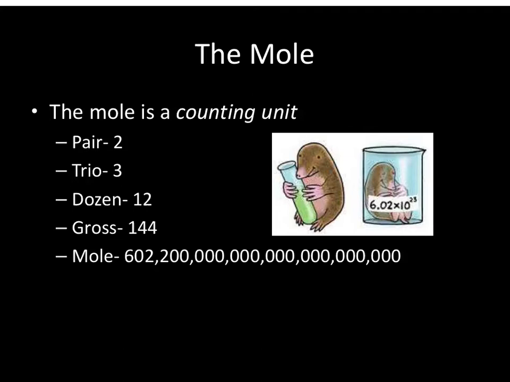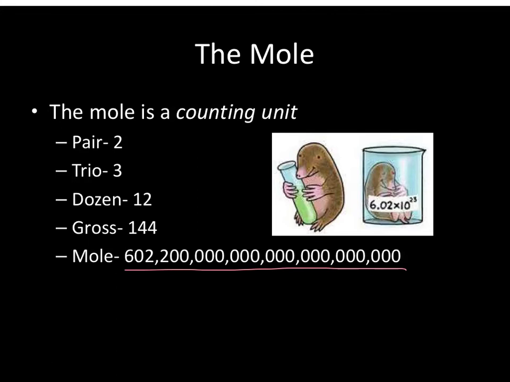So if I were to tell you I've got a pair of shoes, you would know, hey, he's got 2 shoes. If I were to say I've got a dozen cars, you would say, hey, that guy's got 12 cars. And if I were to say I have a mole of something, you would realize, hey, he's got this many of whatever it is. And that would be 602 sextillion. A very, very large number that we use in chemistry.